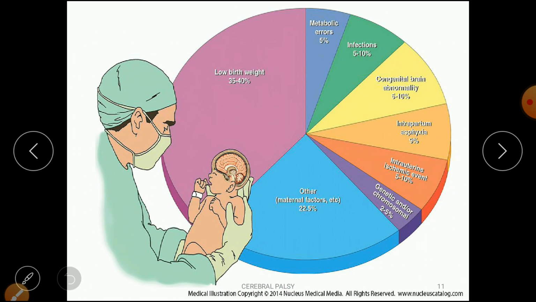See in this chart here, low birth weight is the most common cause, that is 35 to 40% chances. Then metabolic errors 5%, infection 5 to 10% chances, congenital brain abnormality 5 to 10%, intrapartum asphyxia 9%, intrauterine ischemic event 5 to 10%, genetic or chromosomal condition, if genetic, that is 2 to 5%, and other factors chances are 22.5%.